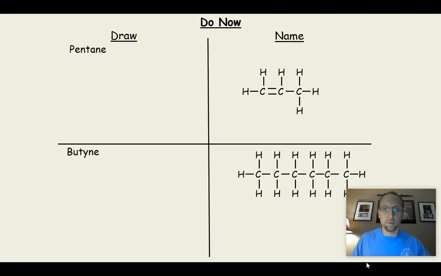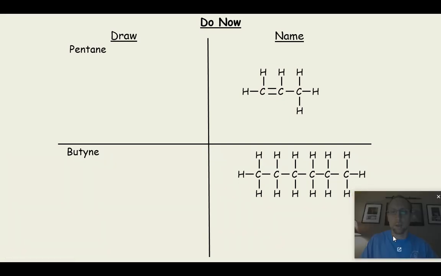Hello again, everyone. Today we're going to move on to the next lesson in the organic unit. But first, let's do a little bit of practice. So why don't you take a second and copy these down on a piece of paper and answer the questions. So draw the two hydrocarbons on the left with the names given, and then name the two structural formulas on the right. So pause the video and try those out.